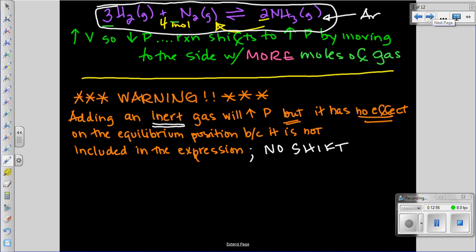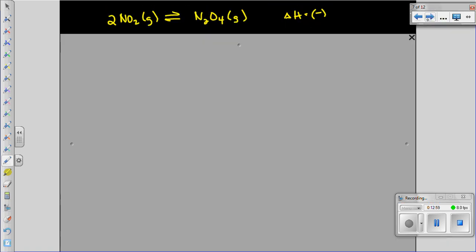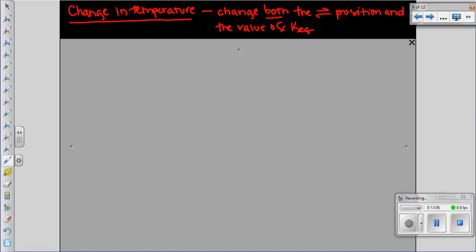Okay, so we've looked at change in concentration, we've looked at change in volume. Now what we want to do is look at change in temperature. If you remember when we were introducing you to the equilibrium constant, we talked about how equilibrium constants were a value that were constant unless temperature changed. The reason is that pressures or concentrations are part of the expression, and both pressures and concentrations will be affected by a change in temperature.